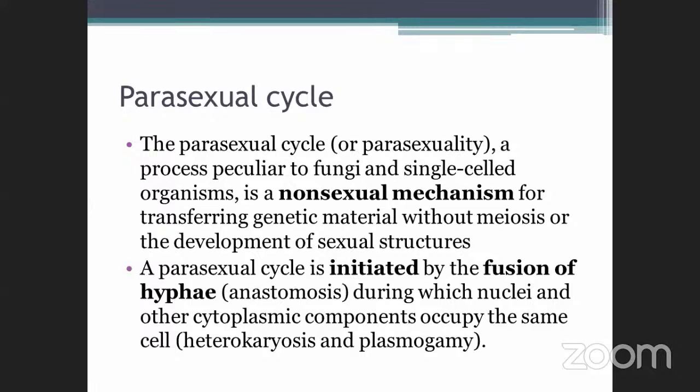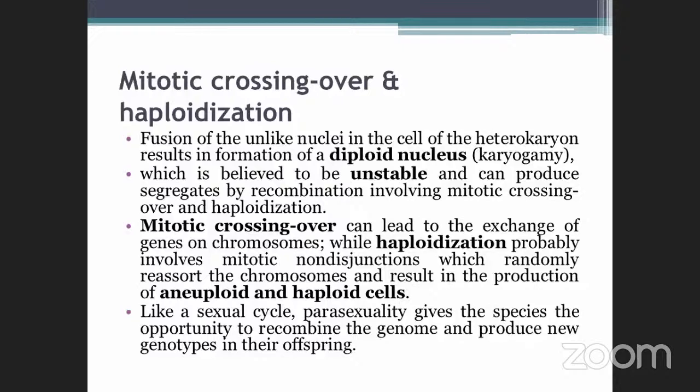Then the parasexual cycle, also known as parasexuality, is a process generally found in fungi. It is considered a non-sexual mechanism for transferring genetic material without meiosis or the development of sexual structures. A parasexual cycle is initiated by the fusion of hyphae, a process known as anastomosis. Two different aerial hyphae fuse, during which the nuclear and cytoplasmic components occupy the same cell, which is known as heterokaryosis, followed by plasmogamy. Mitotic crossing over and haploidization then occur.